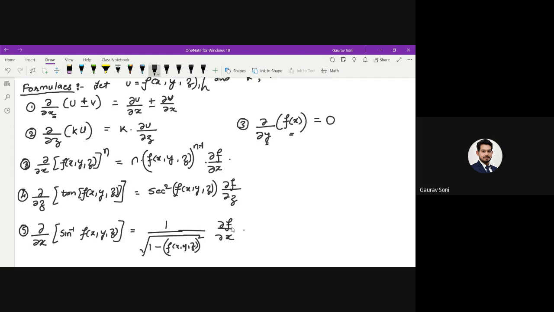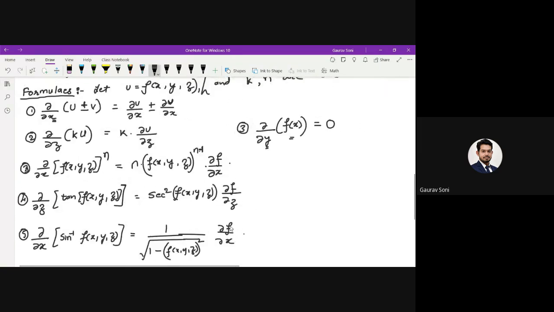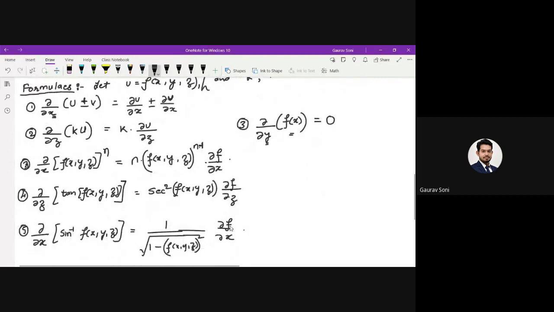Okay, so I think now whatever partial derivative you need, you can actually find it out. Because one thing is clear. All the rules that you have studied for derivatives are applicable here. Just one thing you have to keep in mind, that when you are taking partial derivative with respect to x, you have to treat other variables as constant.